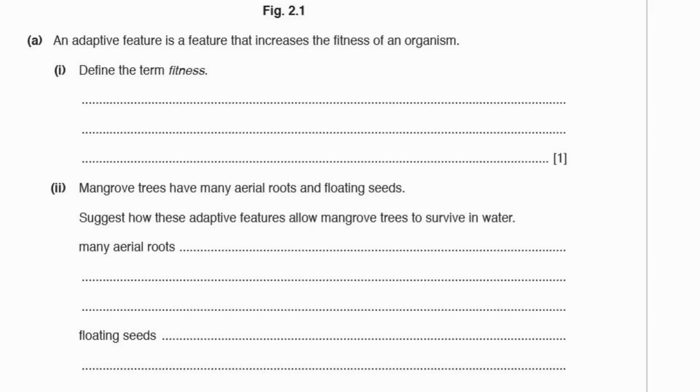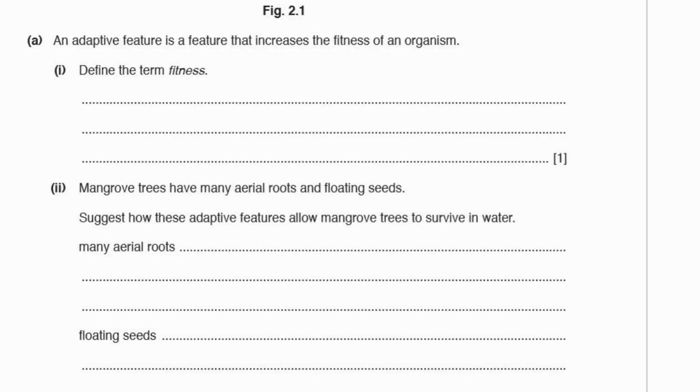A. An adaptive feature is a feature that increases the fitness of an organism. Define the term fitness. Okay, when they want you to define the term fitness, they're not talking about physical activity, because obviously plants don't do physical activity. Okay, they're talking about survival fitness.